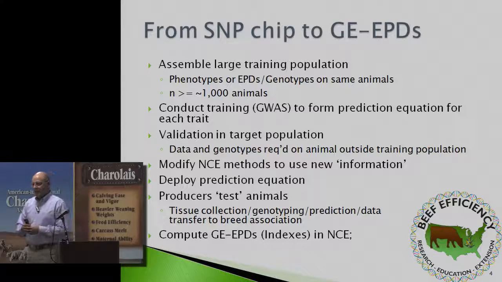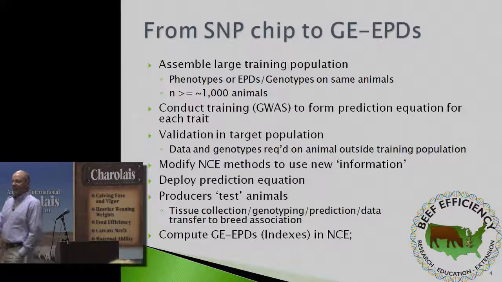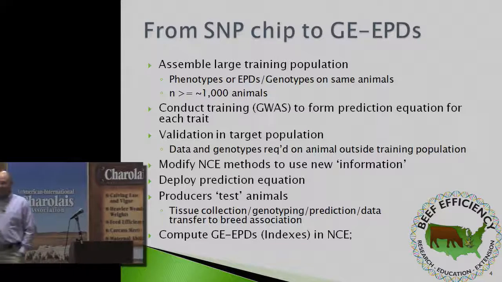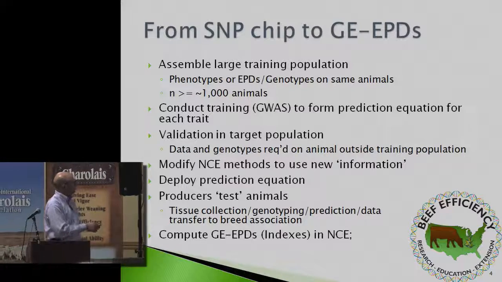So as sort of a signpost here for where we're going to go today, we're going to talk about a number of these components, and I just titled the slide From SNP Chip to Genomic EPDs. And this sort of maps out the chronology of things that happen as we think about developing a genomically enhanced genetic evaluation system for a breed association.